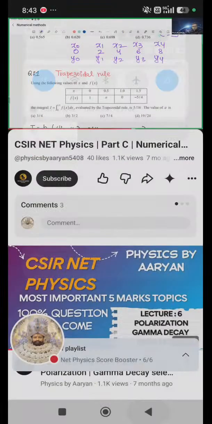Trapezoidal rule. So again, a table is given, using the following values of x and f of x. f of x basically means y. So this is your x0, x1, x2, x3, and y0, y1, y2, y3. This is your integral, and the answer to this integral is 5 by 16. They are saying that when you use the trapezoidal rule, your answer should be 5 by 16. So this thing is given. This asks what is the value of a? a means the value of y1. So I will use the formula.